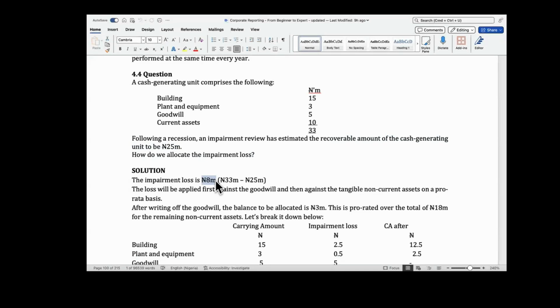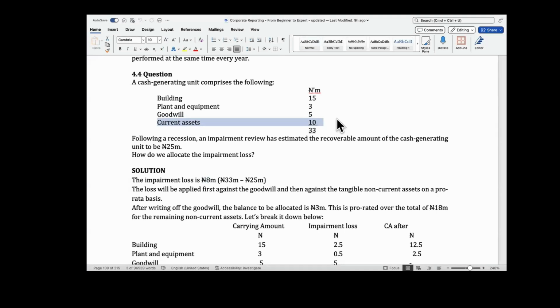This question, we do not have a physically damaged asset. Okay, we do not have a physically damaged asset. So that means we're going to prioritize goodwill. Then we're going to prioritize other non-current assets. We're going to ignore current assets, right? Reason because current asset impairment is quite different from impairment of non-current assets.